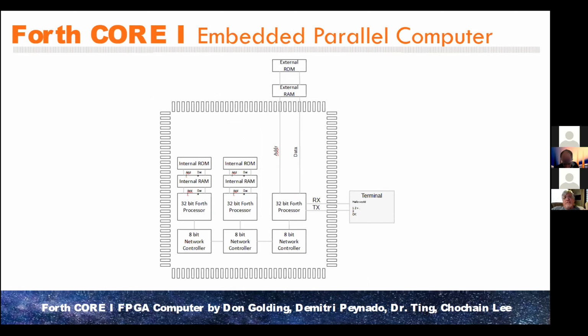So here's an example of an embedded system version, and here we have 3 instantiated processors. That would be about 7,500 LUTs, so you could do this on a $12 to $20 FPGA. You would have an 8-bit network controller, so the Forth processors could send character-size characters across this at 50 megahertz probably. So it'd be very fast.